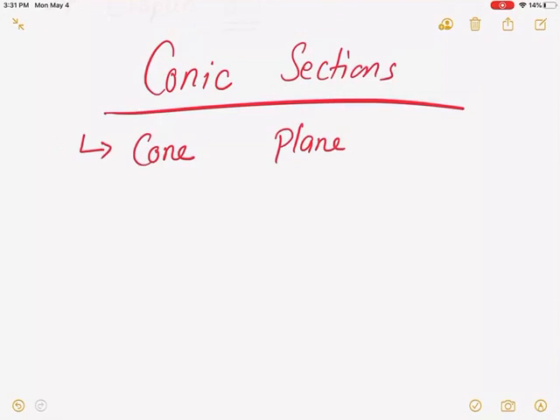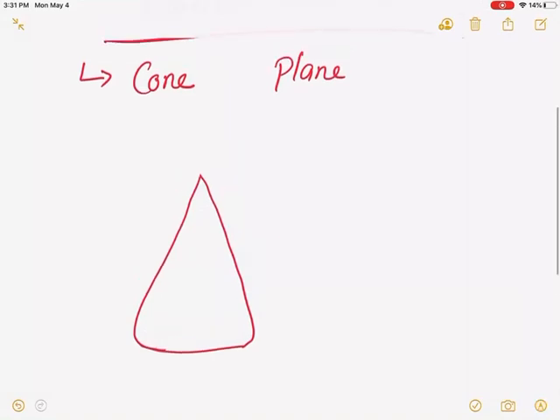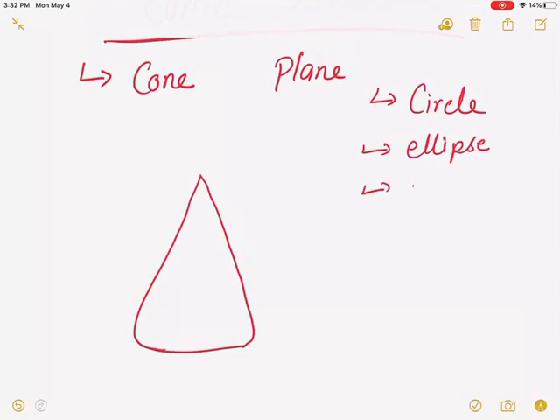So when I say a cone, let's say the cone would look something like this, right? Let's just say this is a cone. First, we have a total of 4 conic shapes or conic sections. The first conic section is a circle. The second one is an ellipse, some people call it ellipse. Next one is parabola. And the last one is called hyperbola. All right, what are those 4 sections?